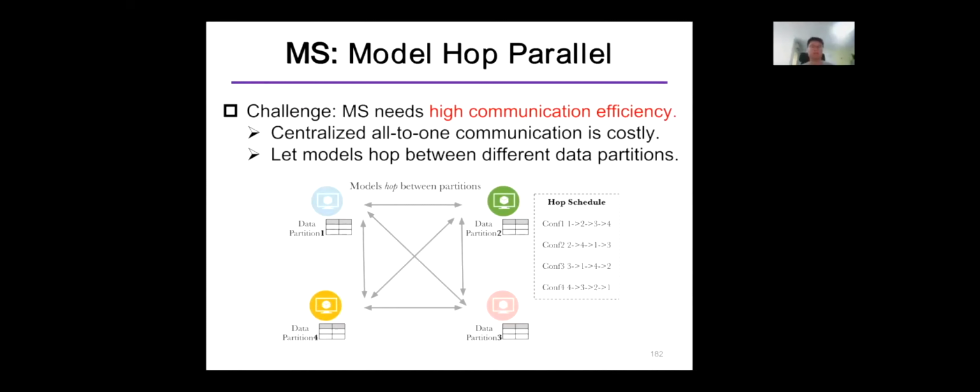In each training epoch, it selects P models from S to train using SGD on different partitions. After that, each model hops to the next worker node in accordance with the pre-generated hop schedule. After several hops, all the models will have been trained over the entire dataset.